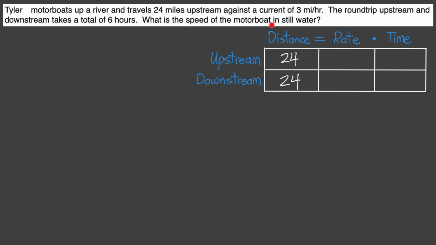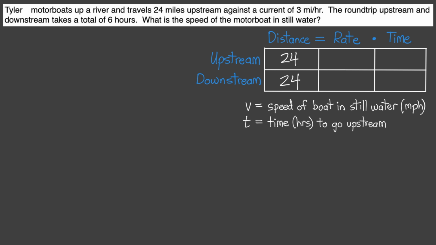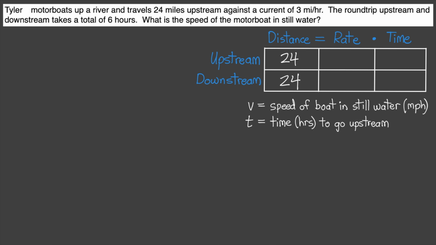Next, they tell us that he's going against a current of 3 miles per hour. So the rate, whenever you have an upstream downstream problem, or against the wind and with the wind type problem, you always do the rate in still water plus the current for downstream because you're moving faster. And then you do rate minus the current for upstream. So in this case, we don't know the rate. So we're going to say that V is the speed of the boat in still water. That's actually what they're asking for here. What is the speed of the boat in still water? So it's going to be V, and then the current is 3.